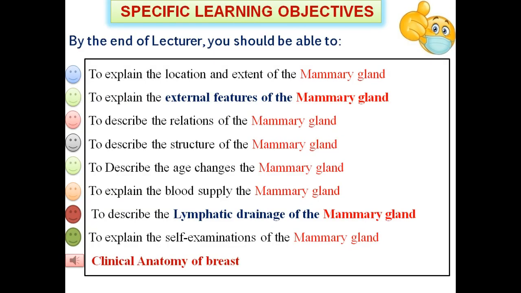The specific objectives of today's topic include location and extent of the mammary gland, external features, relation structure of the mammary gland, age changes of the mammary gland during the puberty stage, adolescent stage and pregnancy stage, blood supply of the mammary gland, lymphatic drainage, self-examination of the mammary gland and clinical anatomy.